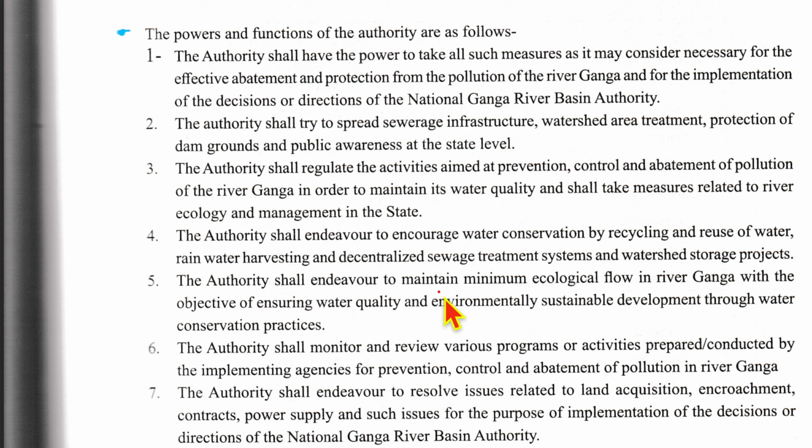The authority shall endeavor to maintain minimum ecological flow in river Ganga with the objective of ensuring water quality and environmentally sustainable development through water conservation practices. The authority shall monitor and review various programs or activities prepared and conducted by implementing agencies for prevention, control, and abatement of pollution in river Ganga.